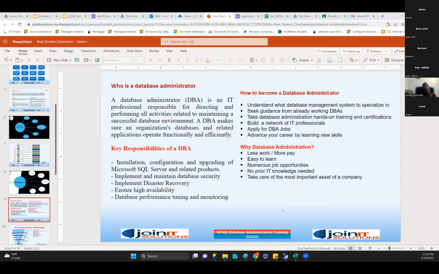How now do you become a database administrator? It's easy. You just need to understand what database management systems to specialize in. And in your case, you probably understood that Microsoft SQL Server is one of those relational database management systems that you should specialize in. Seek guidance from already working DBAs.